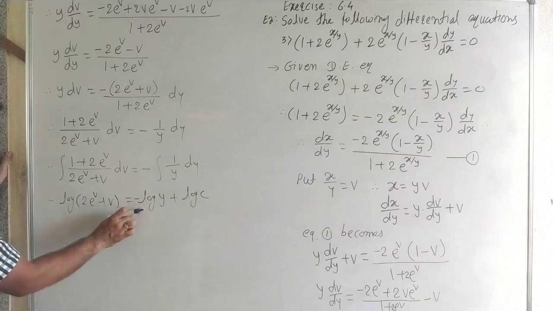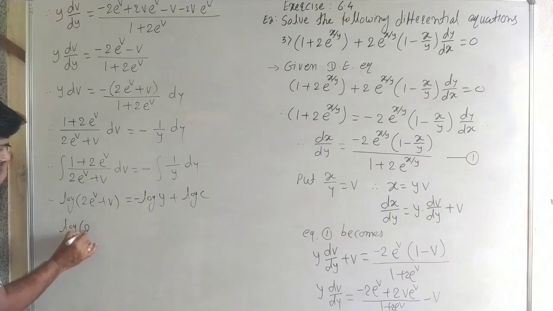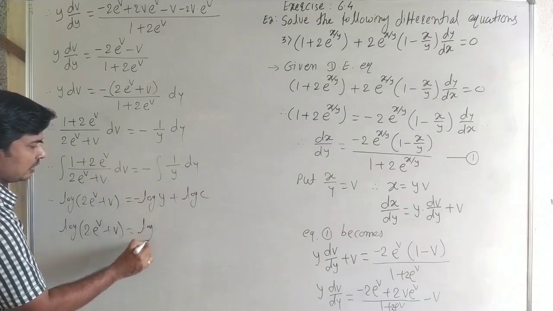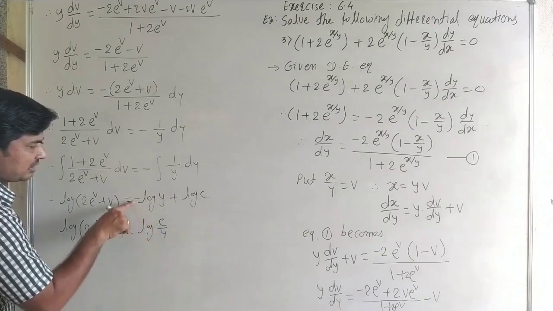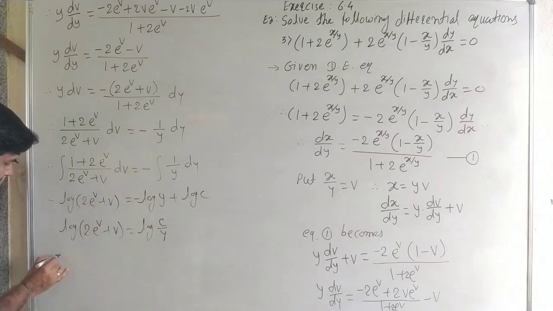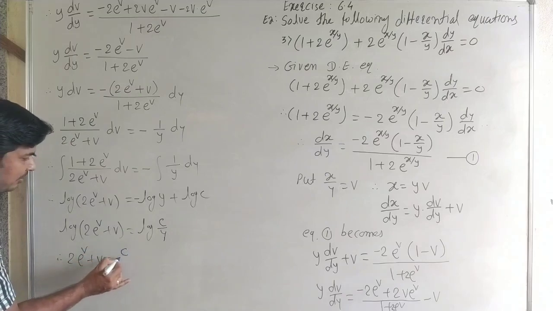Then we can write here log 2 e raised to v plus v. Here we use the property of logarithm: log of c by y, it is a minus and it is plus, log c by y. Removing log on both sides, therefore 2 into e raised to v plus v is equal to c by y.